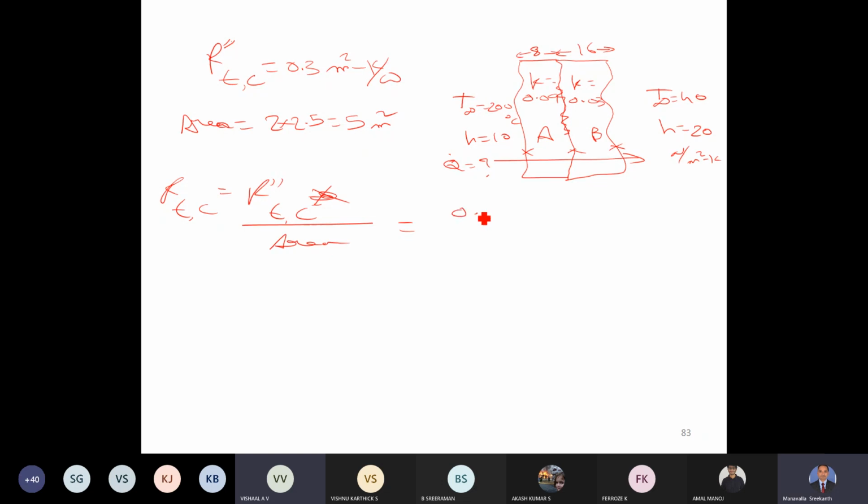So this is 0.3 divided by 5. Okay. This is 0.06 Kelvin per watt. Remember the unit of thermal resistance is Kelvin per watt. What does it mean? It means that to transfer 1 watt of heat, there will be a certain temperature drop of 0.06 Kelvin in this particular problem.